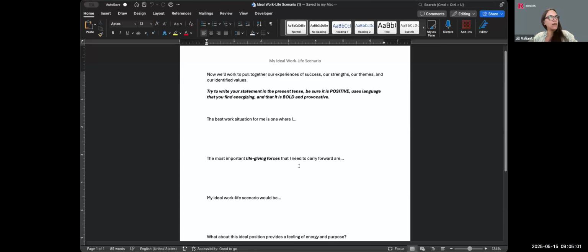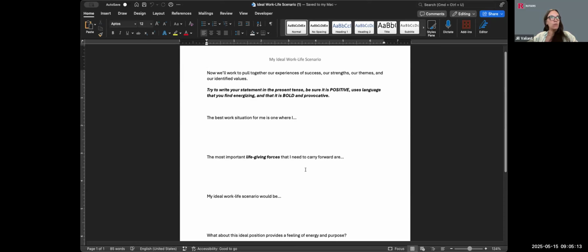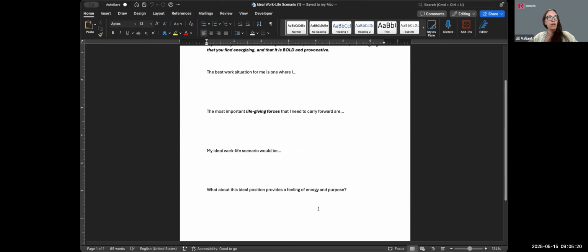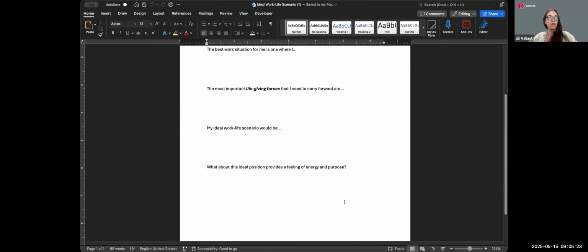So this one, by no surprise, is called Ideal Work-Life Scenario. You'll see the questions on there. The best work situation for me, I'll pull it up so we can look at it together, and then I'll let you guys have at it. So the best work situation for me is one where, you want to think about being positive and strengths-based in our language as per usual, right? And being really bold, thinking about life-giving forces that you want to carry forward. What an absolute ideal work-life scenario would be, and what it is about that position that provides that feeling of energy and purpose.